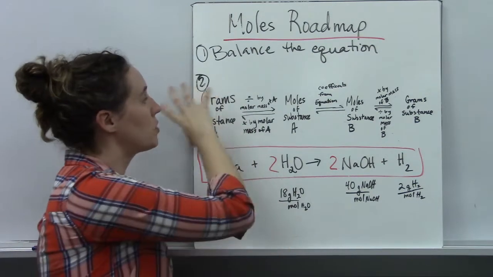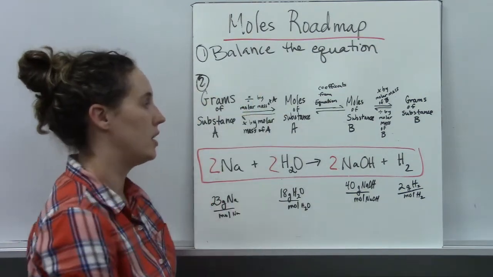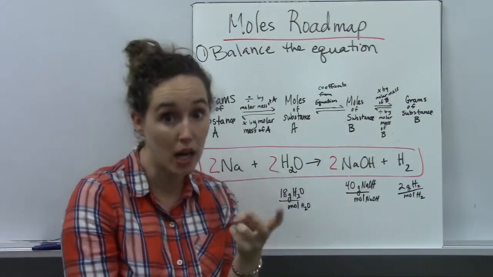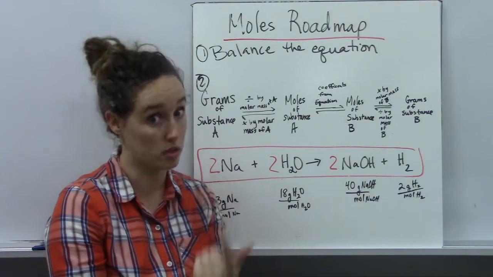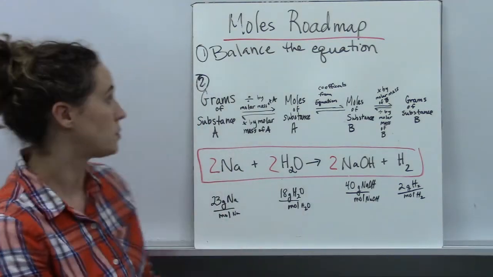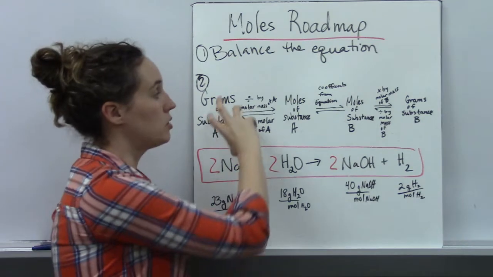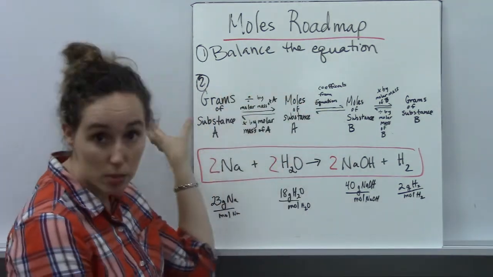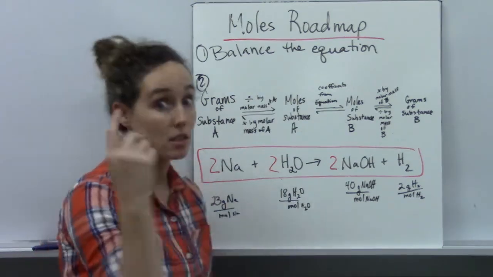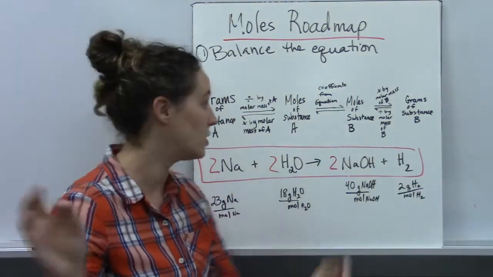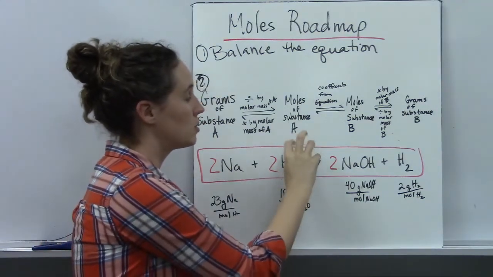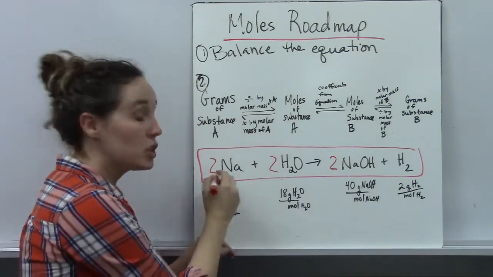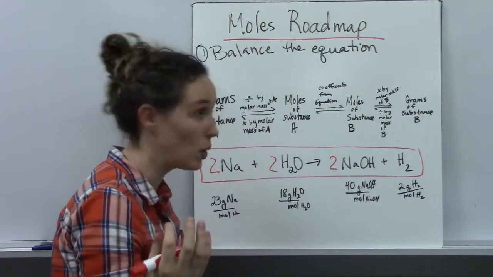All right, now we look at our roadmap. So we have lots of things you can do with substance A, and then the changes you need to do to figure out substance B. So balance the equation. Figure out what compounds or substances in the equation are substance A and B. And then, say you're given grams, you can use molar mass to figure out the moles, or if you're given moles, you can use molar mass to figure out the grams of substance A. But the reason why it's important to balance the equation is if you're trying to figure out something about moles of substance A to moles of substance B, that's when you have to use the coefficients from your balanced equation.